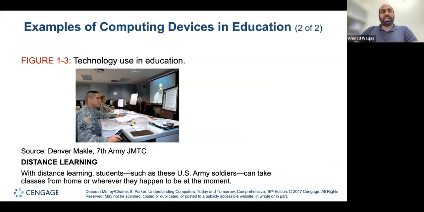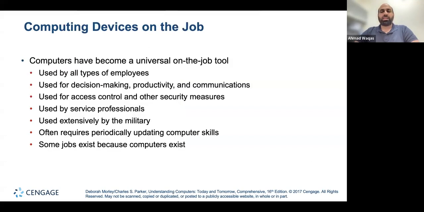So here is another example of the technology used in education. You can see with distance learning, students such as these US Army soldiers can take classes from home or wherever they happen to be at the moment. And same is with you. You can take classes wherever you are, from a distance, using this smart technology.